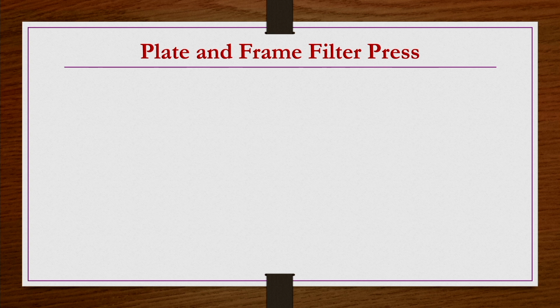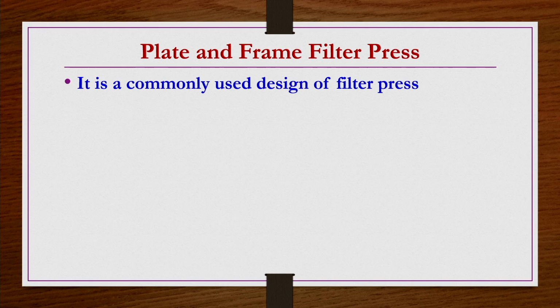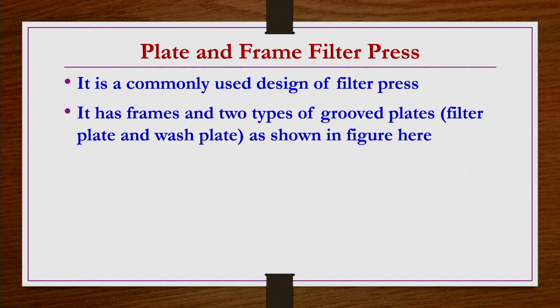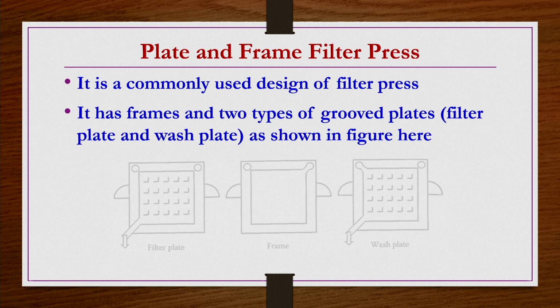So, let us start with the plate and frame filter press. By name, we can understand it must have components like plates and frames, and then how they are used so that the filtration process takes place, that is what we see now. It is a very commonly used design of filter press. It has frames and two types of grooved plates, which are known as the filter plate and wash plate, both as shown in the figure here.